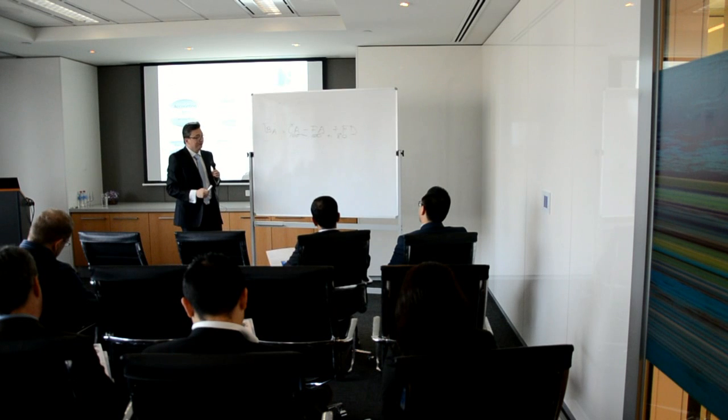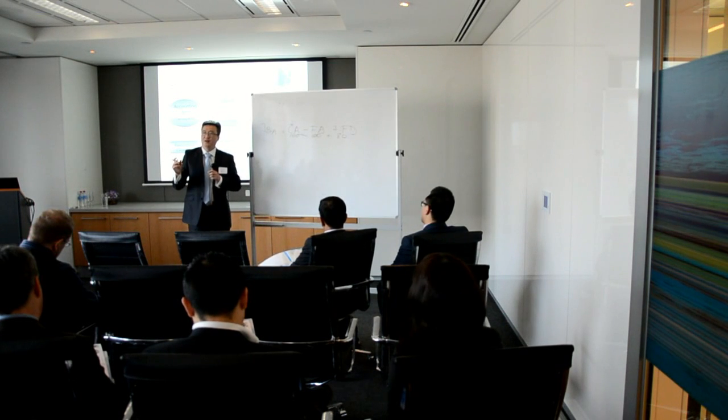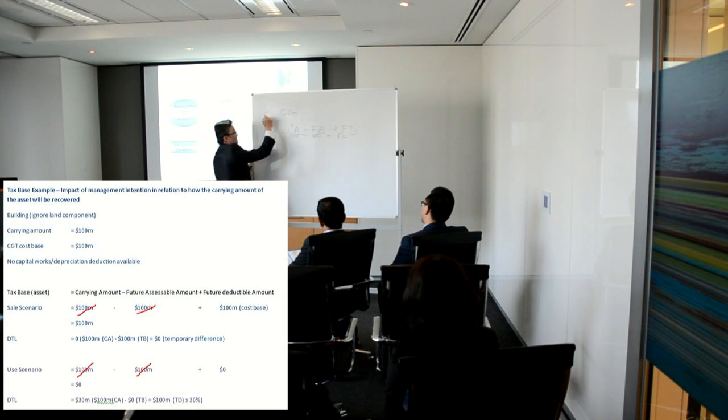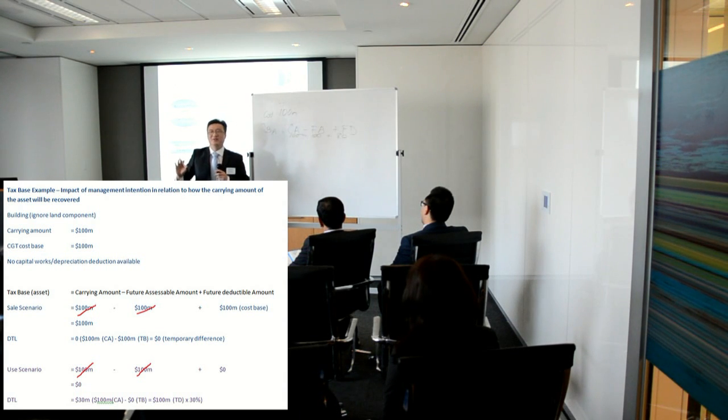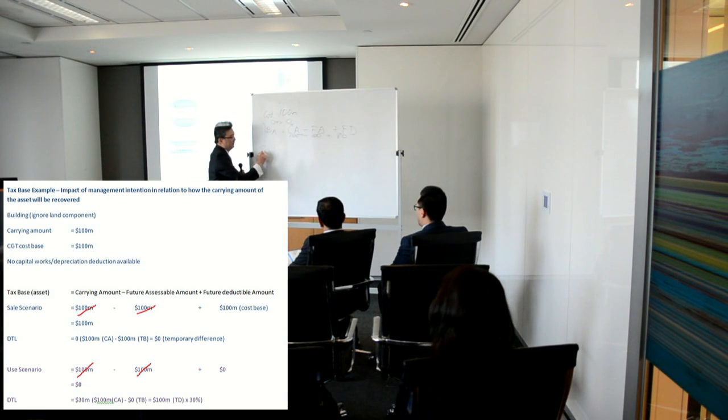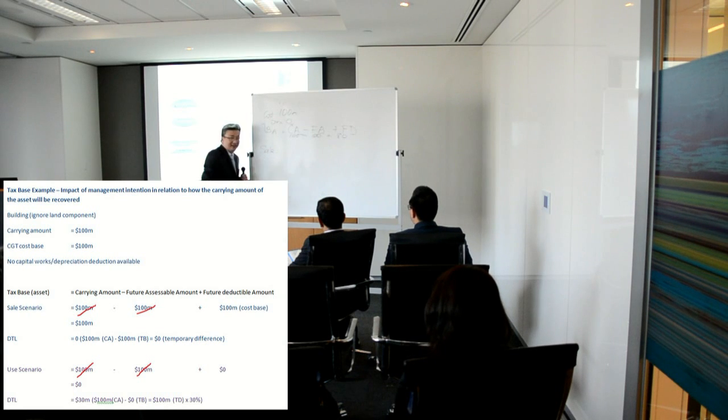Let's say you have an old building. It costs 100 million, and that's what the carrying amount is at the moment. The building is very old. Division 43 deduction is 0. Forget about the land component. Just assume this is all building. Now there are two ways that we can recover the asset. One, as I said, is by selling that asset.